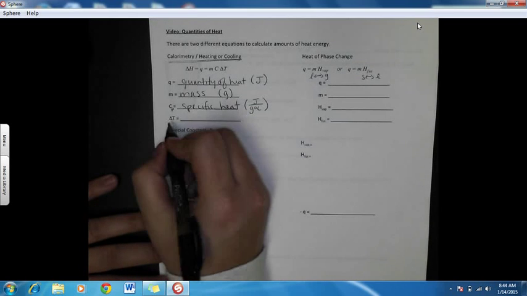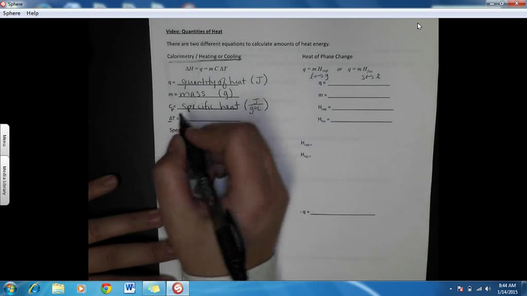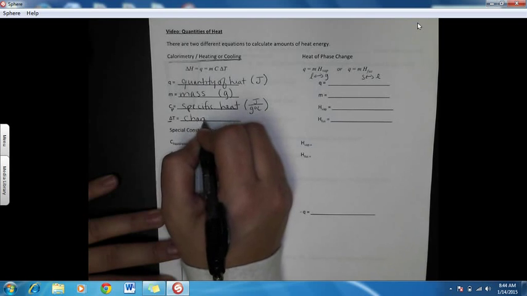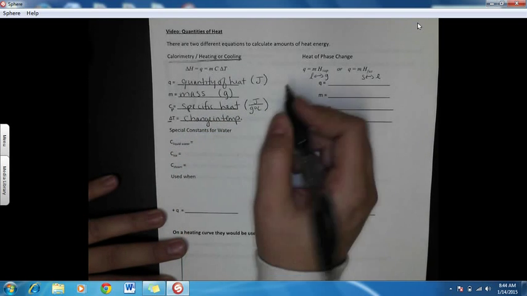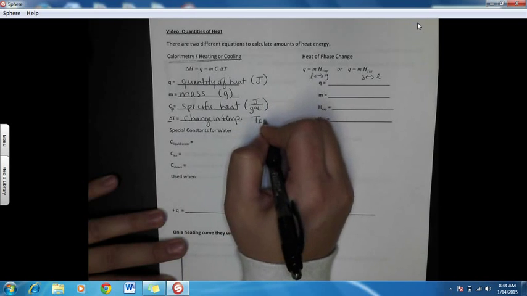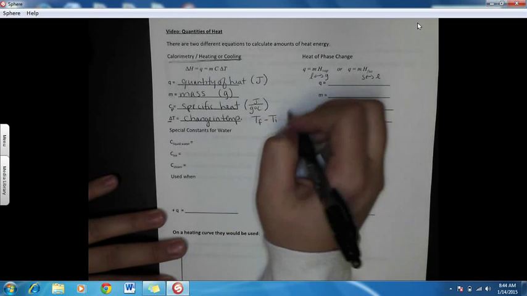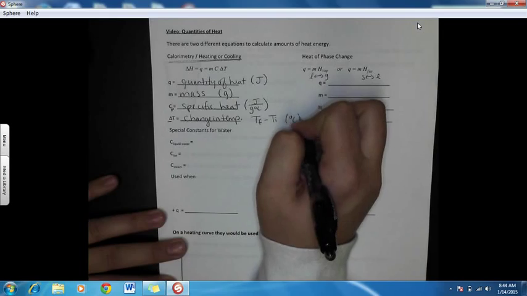And then finally we have delta T. This delta means the change. So this is change in temperature. And to find the change in temperature, we always do final minus the initial. And we measure temperature, in this case, in degrees Celsius.